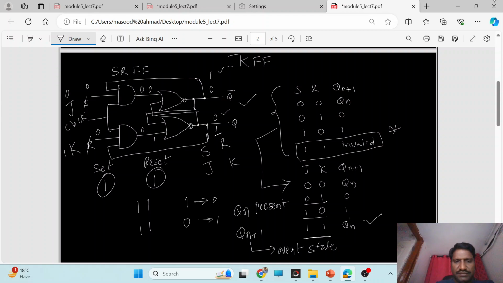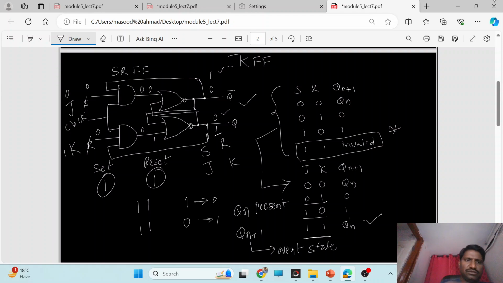Okay, is that fine? Now what is there in this right now? Right now the q is 0, q bar is 1. Similarly, you can verify what exactly happens when I give 1 0.